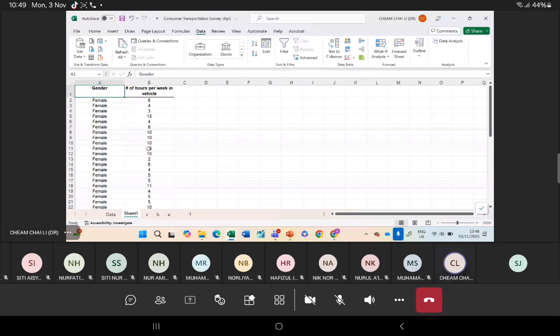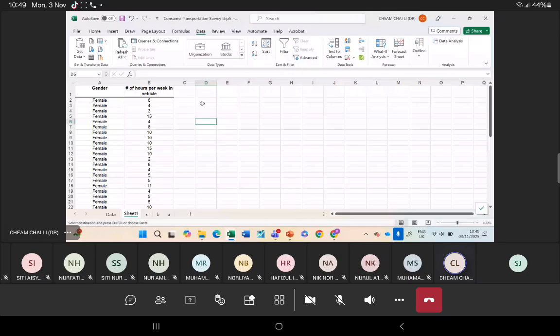Okay. Now, we have sorted. Then you can put the question. Copy the question, because otherwise it will sort downwards. This is the question: determine if the number of hours spent by male per week in the vehicle is greater than female. Let's look at the first step. The first step is that we need to construct the hypothesis, so construct the hypothesis first.